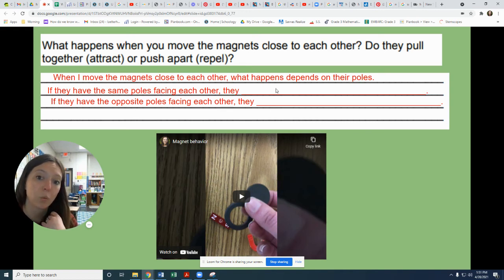So you're describing what happens when those poles are facing together or apart, okay? Meaning like you have north and south. So you're going to fill in the blanks. You can copy the beginning of the sentence, and then you are finishing the blanks. By the end of this question, you should all have 3 sentences. I gave you the first, and then you're finishing the second and the third. Pause the video until you have your answers. Remember, you can rewind to go back and watch that magnet behavior part.